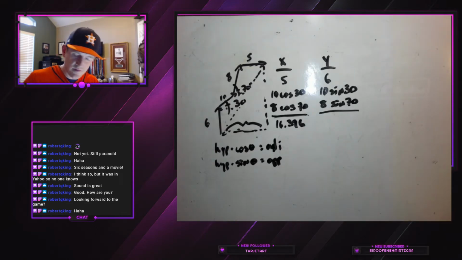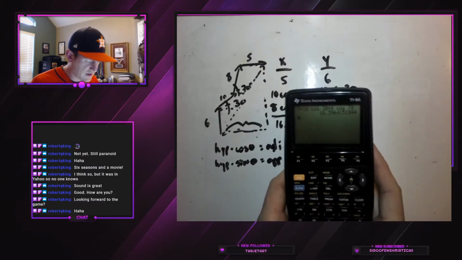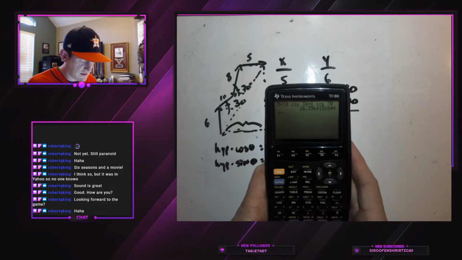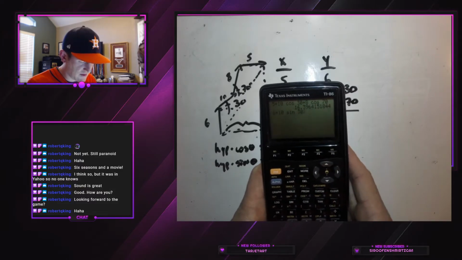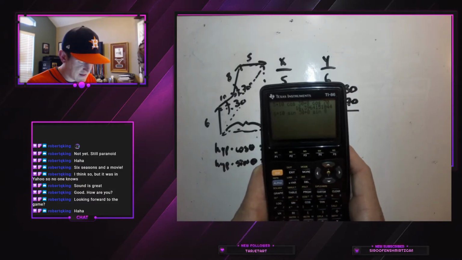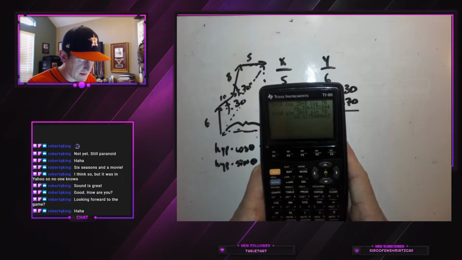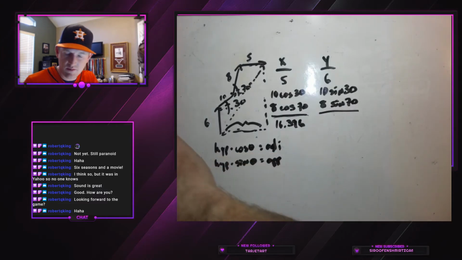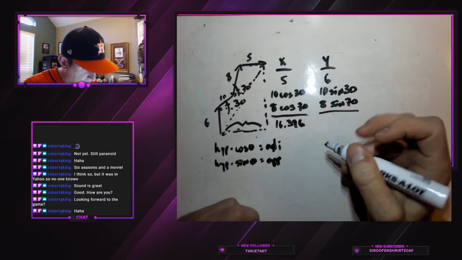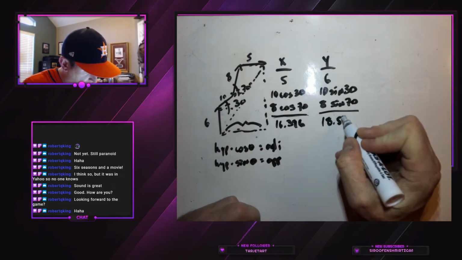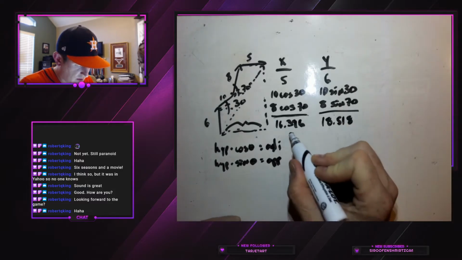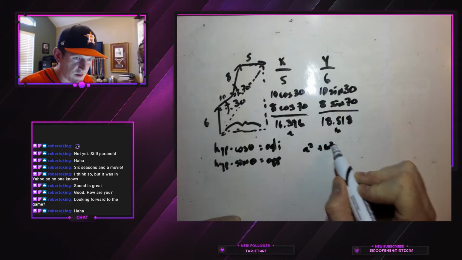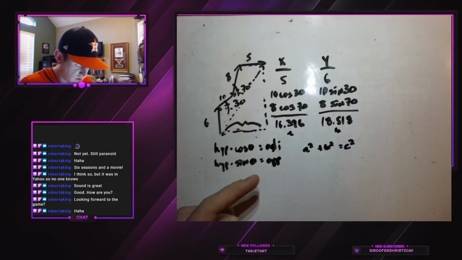Same deal for this one, except we very carefully make sure that we type in all of our right numbers. 6 plus 10 sine of 30 plus 8 sine of 70. And that gives us a y displacement of 18.518. Okay, so we have our A, and we have our B. Same thing as before, A squared plus B squared equals C squared.